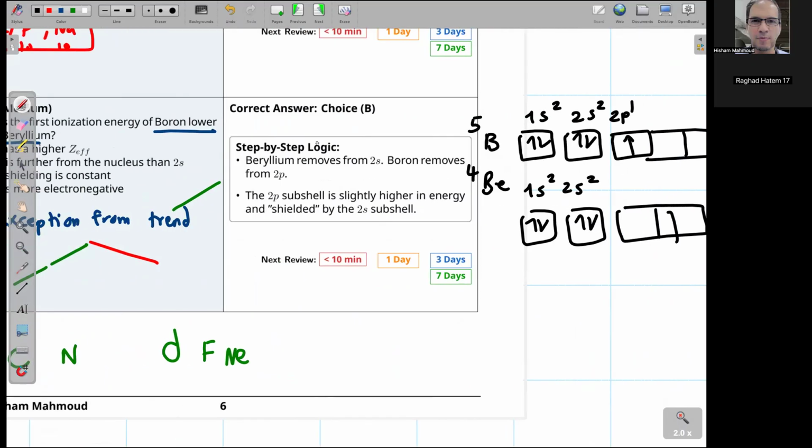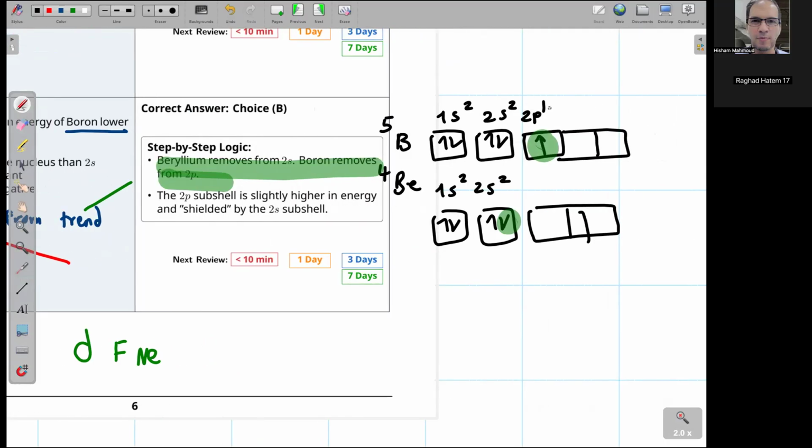So which electron are you trying to remove? You are trying to remove this electron. And here you are trying to remove this electron. Please do this in the exam, even if you are not asked. Why? Because if you fail to write this correctly, then the drawing will help the examiner to understand that you know what you are talking about. You are trying to tell him that it is easier to remove the electron from the 2p1 than removing the electron from what? From the 2s2.